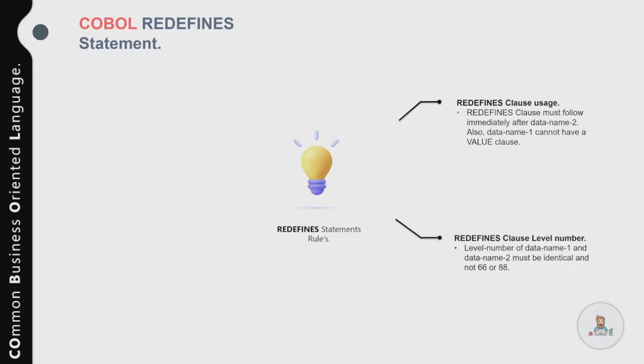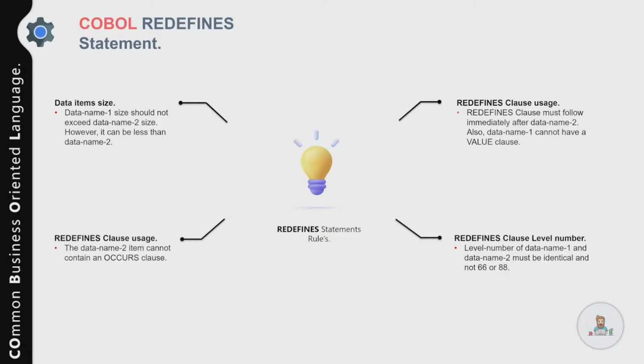So the level number of data item 1 and data item 2 must be identical, and you should never use level 66 or level 88. The next one is regarding the data item size. So data name 1 size should not exceed data name 2 size. However, it can be less than data name 2. And the last one is, in case you're using redefine clause in an array or table, then data name 2 item cannot have an occur clause.